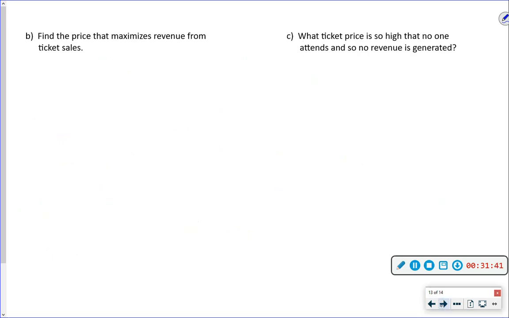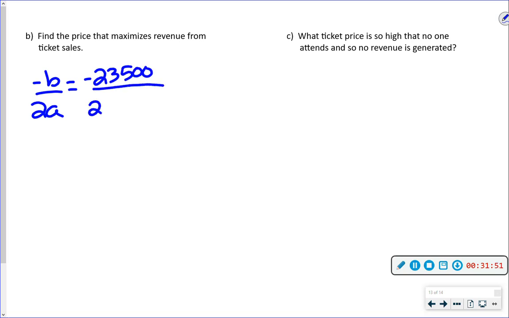So I'm going to do the opposite of b over 2a. So I'm going to have the opposite of b, so negative 23,500, over 2 times a. a was negative 1,000. Okay. So I punched that in, and I just rounded to two decimal places. I get this.